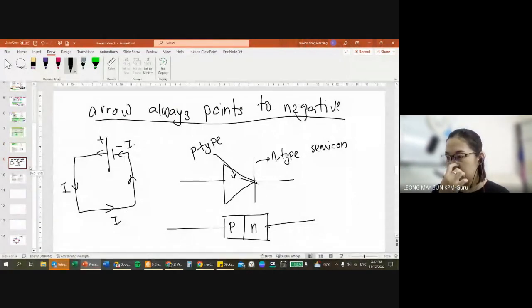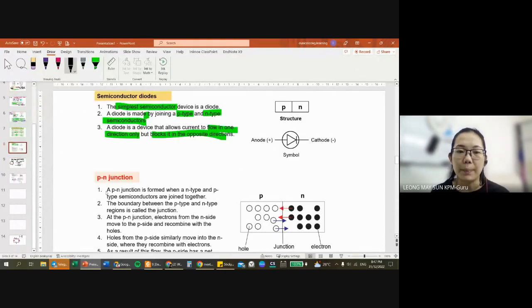Switching slides. Now, what is a PN junction? When you take a p-type semiconductor and an n-type semiconductor sticking next to each other, this middle part here is known as the PN junction. The PN junction is formed when an n-type and p-type semiconductor join together. The boundary is called a junction, and it's very important for you to understand this junction.